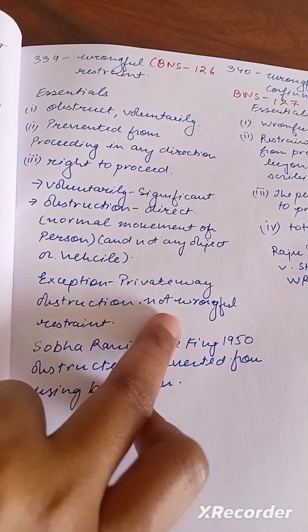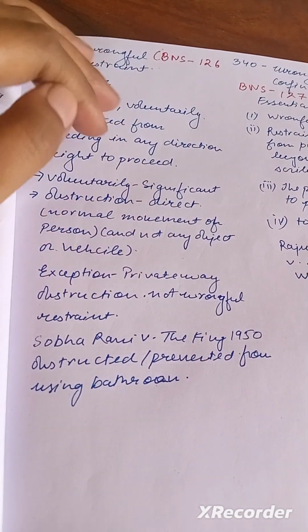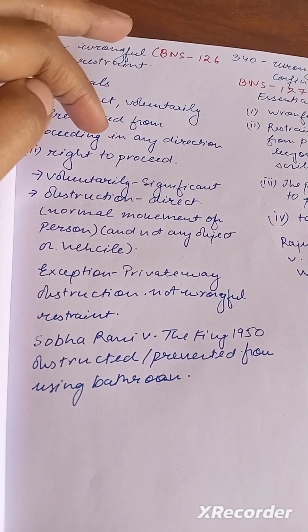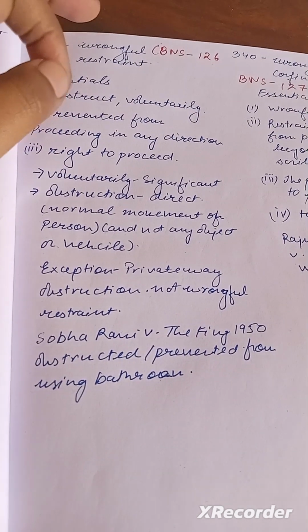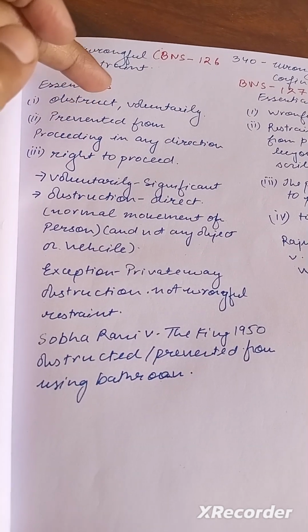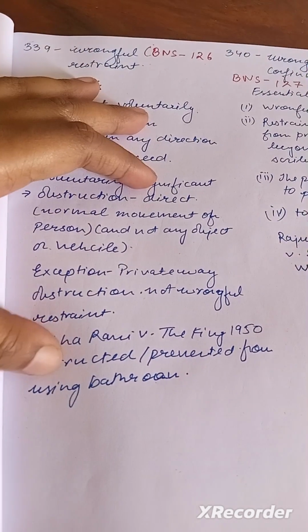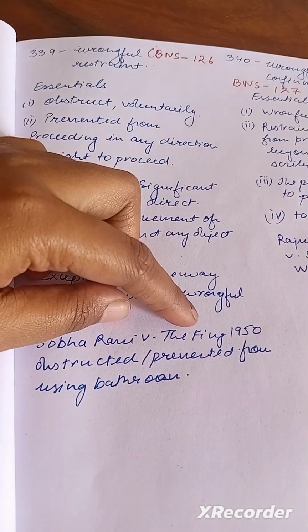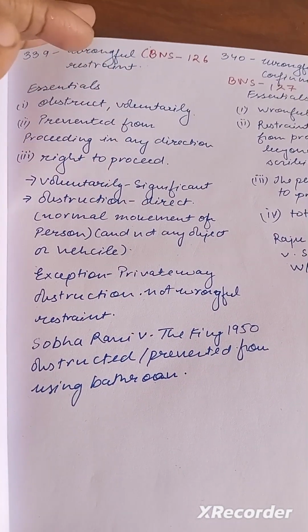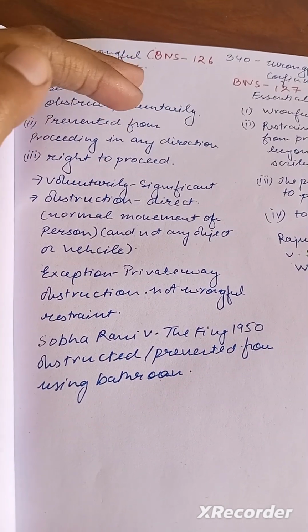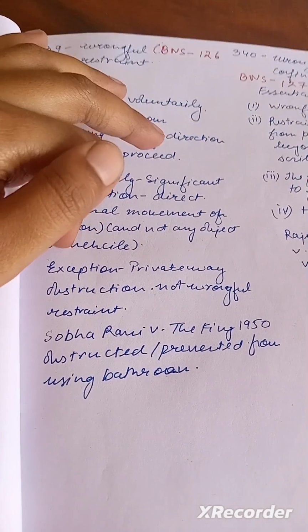Private way of obstruction is not a wrongful restraint. So if a person is obstructing any water or any land which he thinks belongs to him, or it is his private property, and in that case he obstructs or prevents it, that will not amount to wrongful restraint. So there's a case on this, Shobha Rani versus the King, 1950, where the tenant was obstructed from using the bathroom. So he had the right to proceed towards the bathroom, but the owner of the house prevented that person.